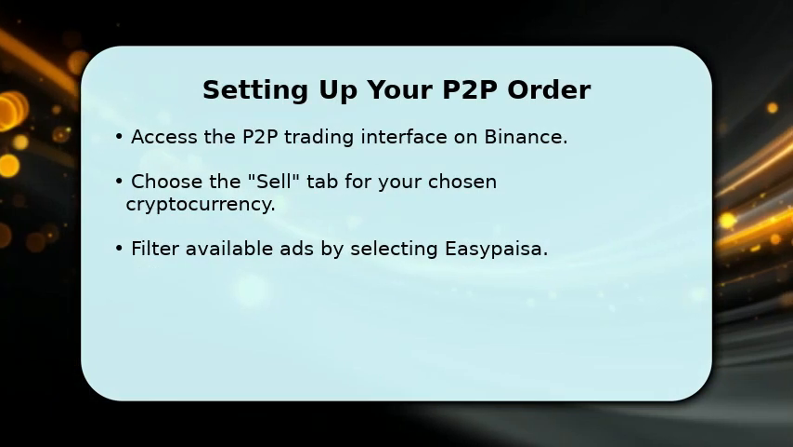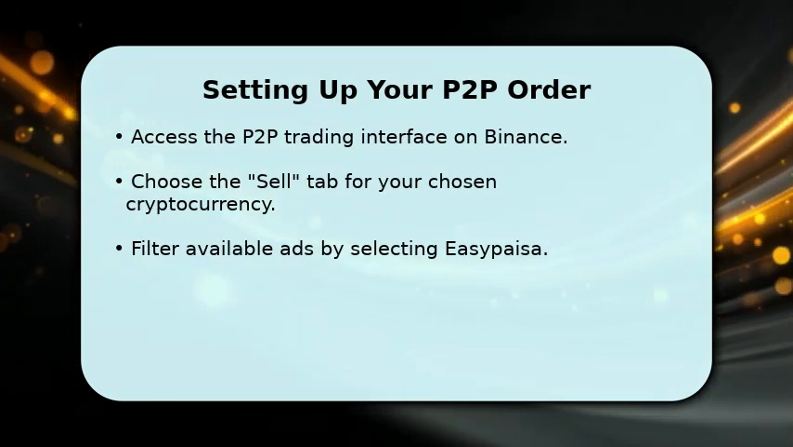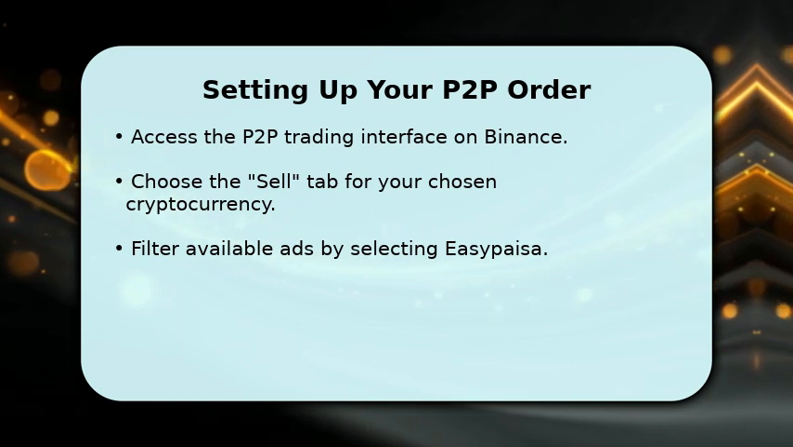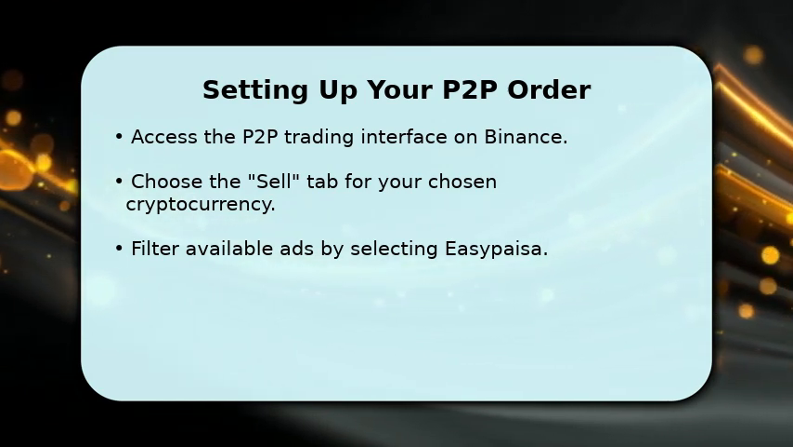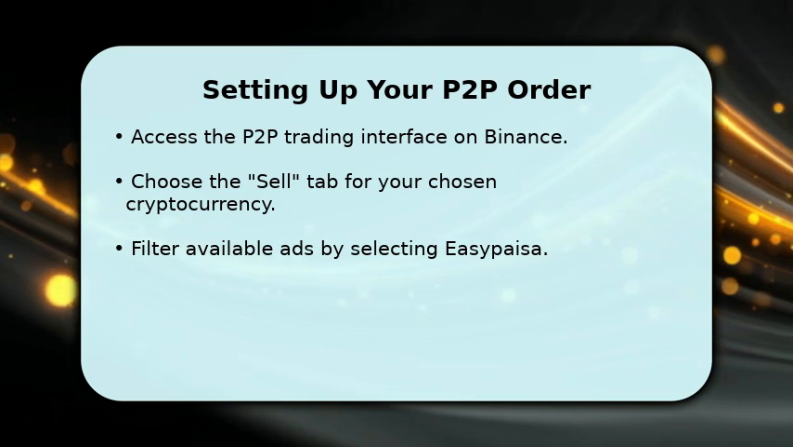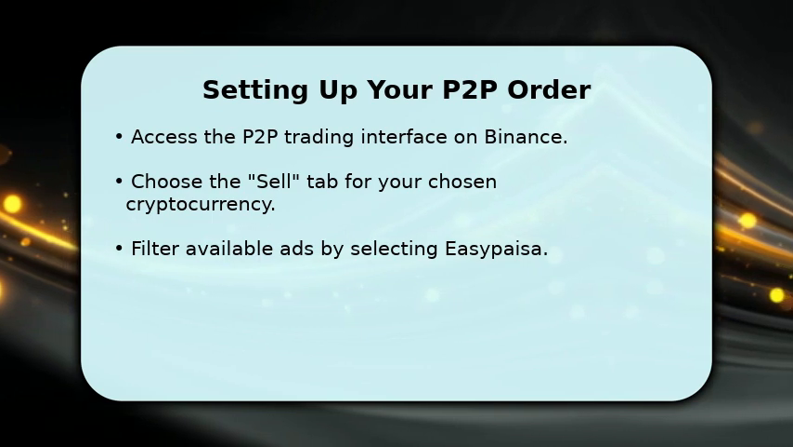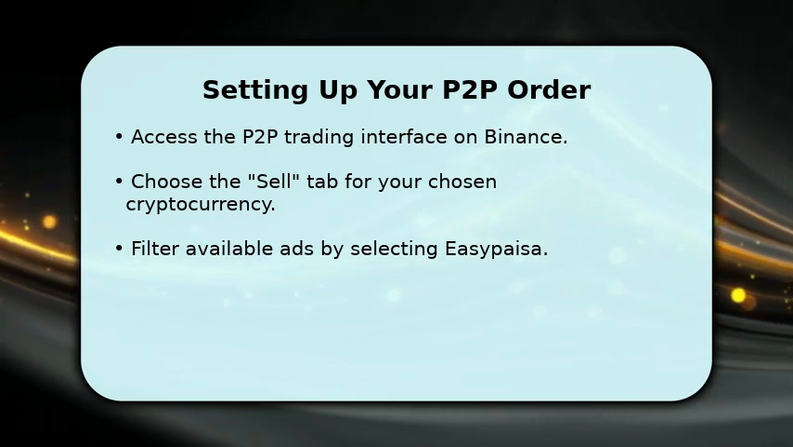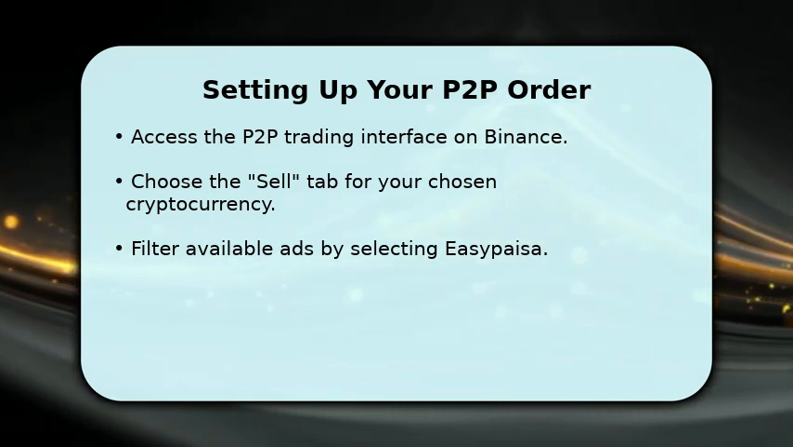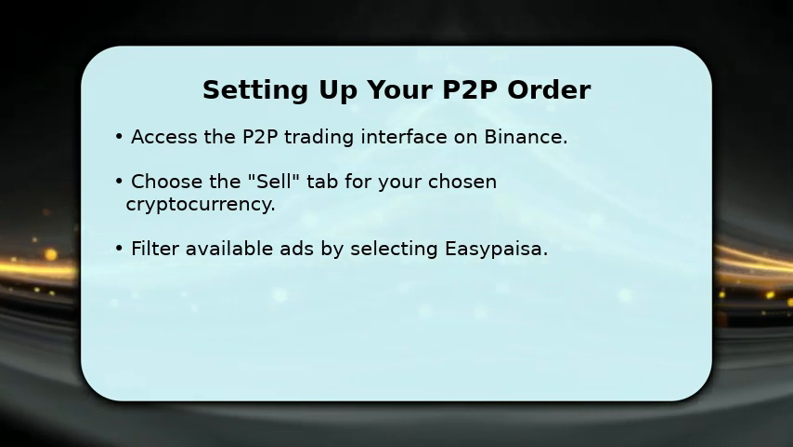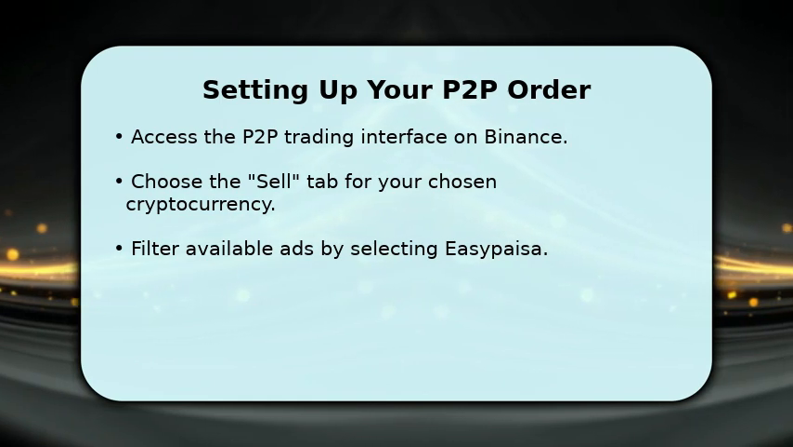To begin, open the Binance application and locate the P2P trading section. From there, select the sell option for the cryptocurrency you wish to convert, such as USD. Next, apply a filter to display only buyers who accept EasyPaisa as a payment method. Carefully input the precise amount of cryptocurrency you intend to sell. Double-check these details before proceeding to the next step.